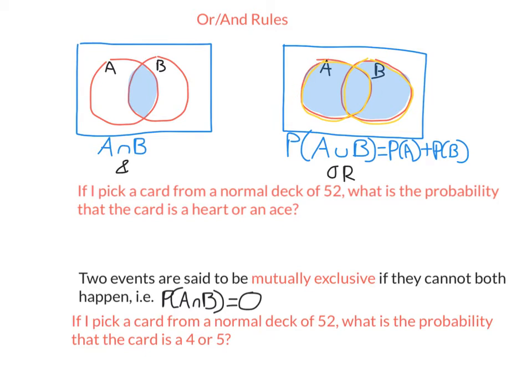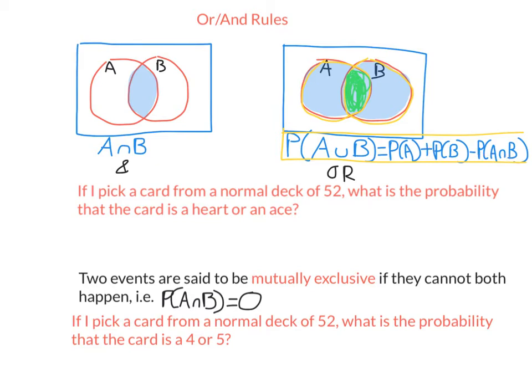The problem is if I add A and add B, this middle region, A and B, has been double counted. I counted it both times. So because this green region here has been counted twice, I need to subtract it, so it's only counted once. And that's how I come up with the OR rule for probability. The OR rule says the probability that A or B happens is probability of A plus probability of B minus the probability they both happen.